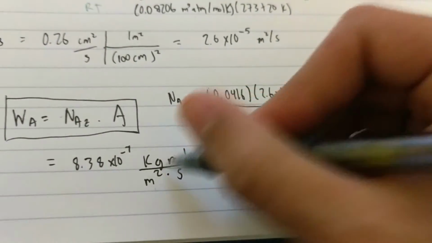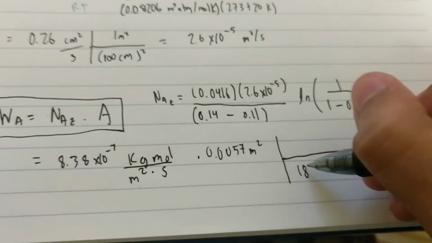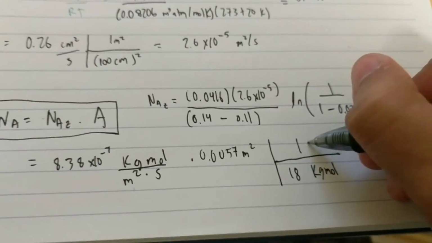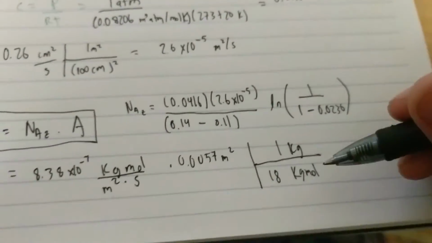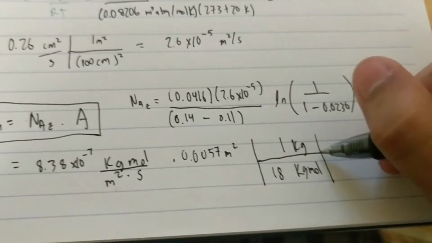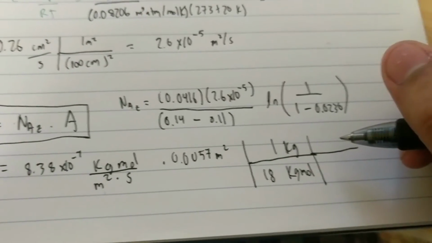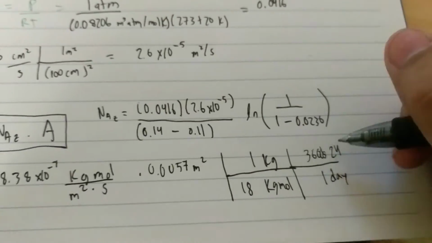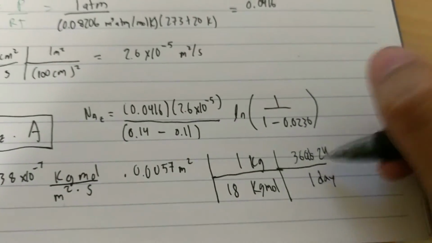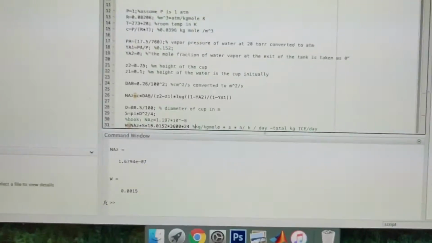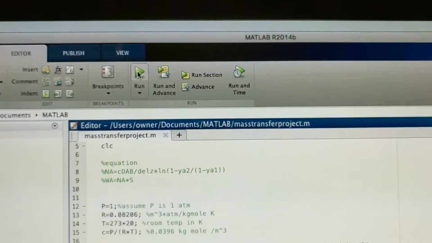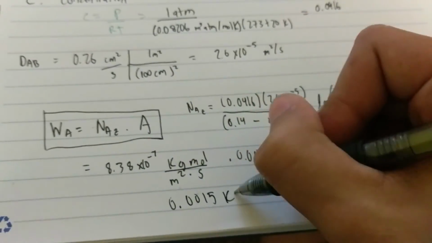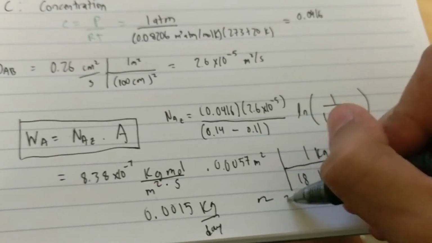We can also cancel out kilogram moles by saying that 18 kilograms of water is 1 kilogram mole because the molecular weight of water is 18. And then we don't want seconds because that's going to be too little time, so we're going to say days. So I skipped a few steps here, but you should definitely practice this if you're not comfortable with unit conversions. You plug this all in, you get a final answer of 0.0015 kilograms per day, which is about 2 grams per day.